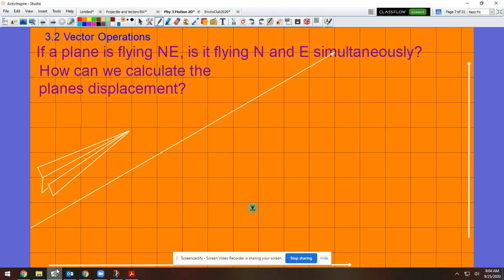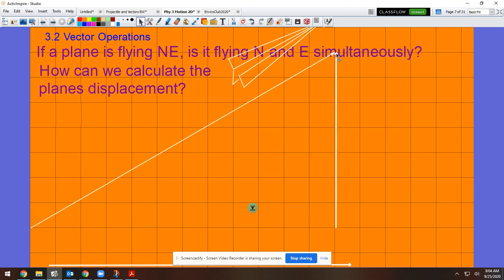Right, here we are. We're talking about Chapter 3, Section 2, vectors, vector operations, not just vectors. And the first question is, if we have an airplane flying to the northeast, can we say that the plane is flying both north and east simultaneously? And the answer is yes. Yes, the plane is flying north, and yes, the plane is flying to the east.